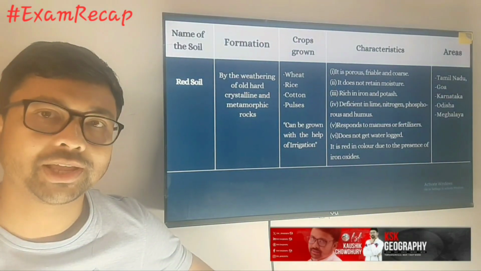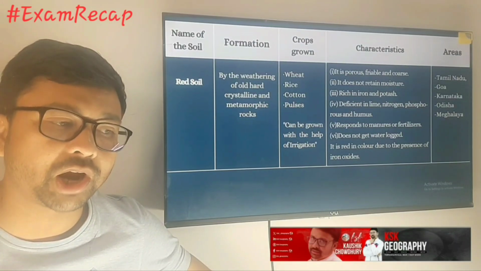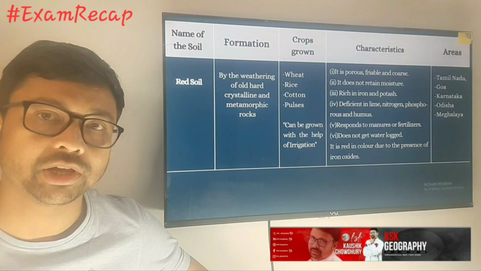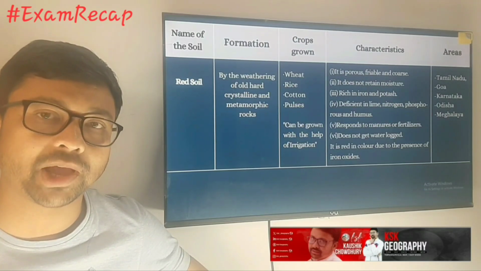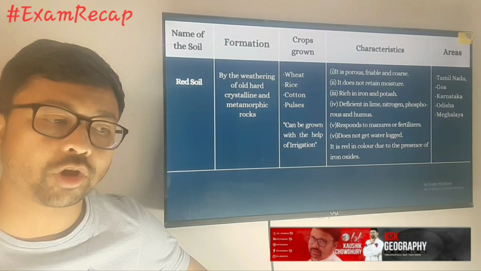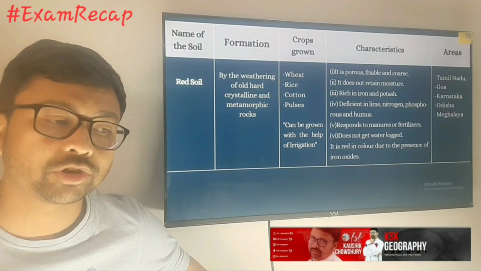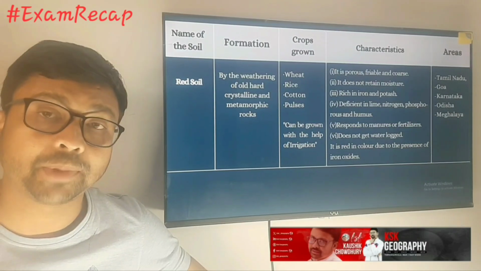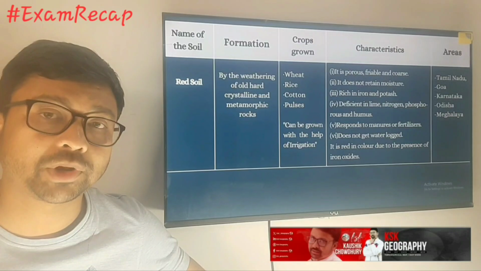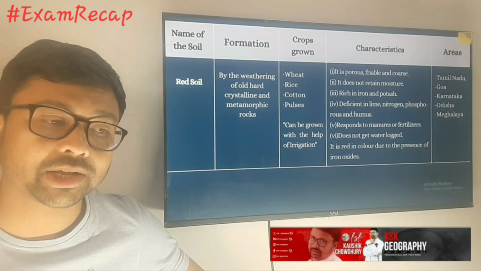And next you need to know about the red soil. Red soil is formed by the weathering of old, hard, crystalline and metamorphic rocks. This red soil is found in areas where the temperature is high but rainfall is less. Crops grown: wheat, rice, cotton and pulses. Basically, it is famous for cotton and pulses. But remember, this soil can be used for agriculture only after irrigation, because its water retentive power is very less.